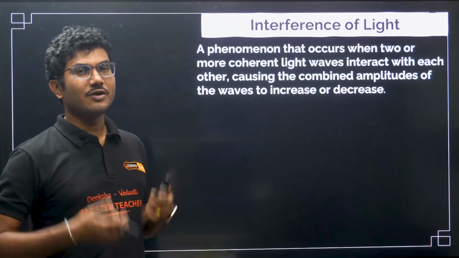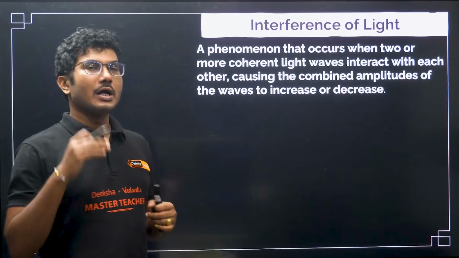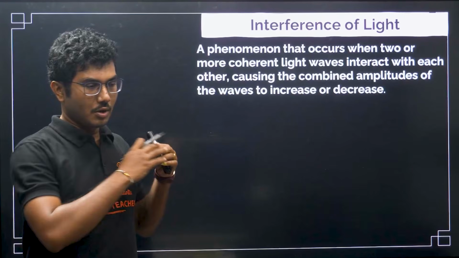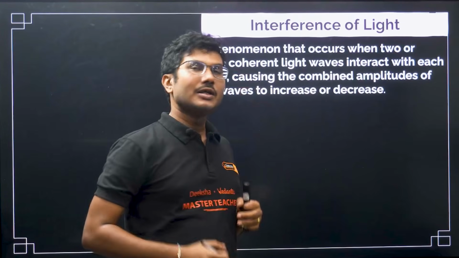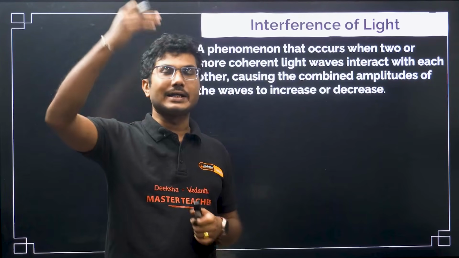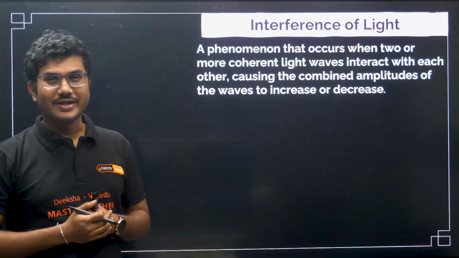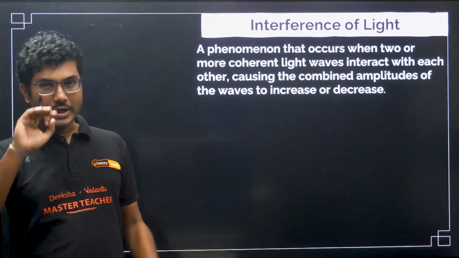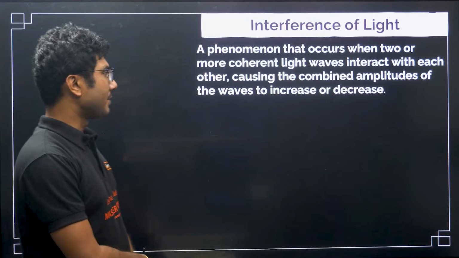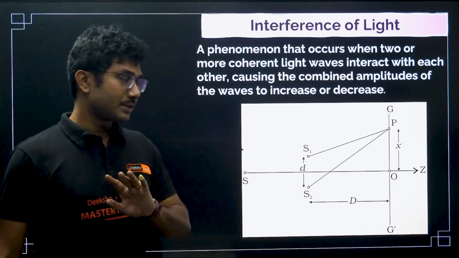So intensity of light changes at some points, and it happens throughout the screen. You have to have a screen to observe the interference pattern, and you will see that at some places intensity is very high and at other places intensity is very low. Okay, we will come to that while discussing Young's double slit experiment. So this is the basic structure of Young's double slit experiment.